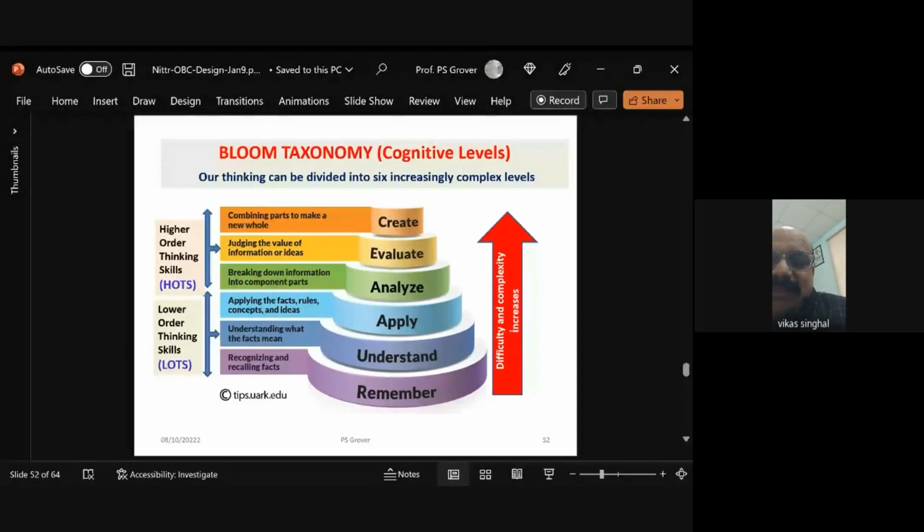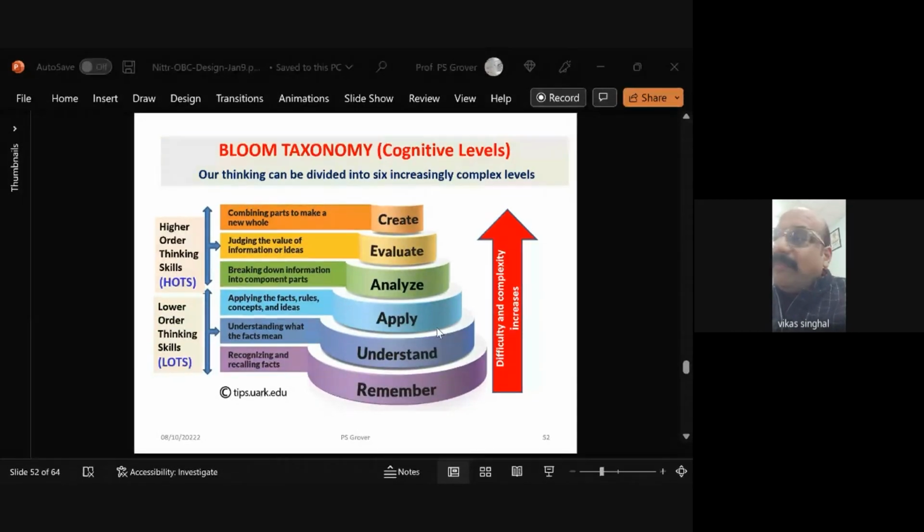Yes, Vikas sir has raised the hand. Yes, Vikas sir. Yeah, ma'am. Thank you so much, ma'am. Good afternoon, sir. My one question I was thinking, sir, about.